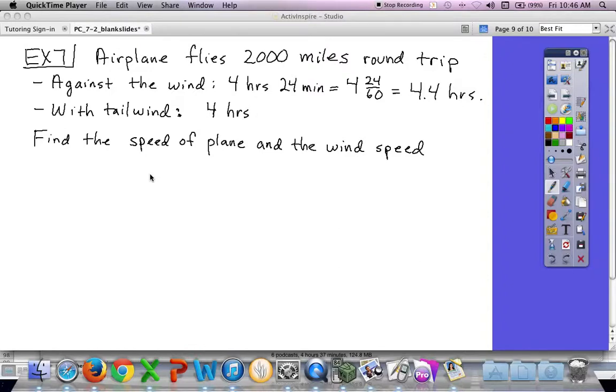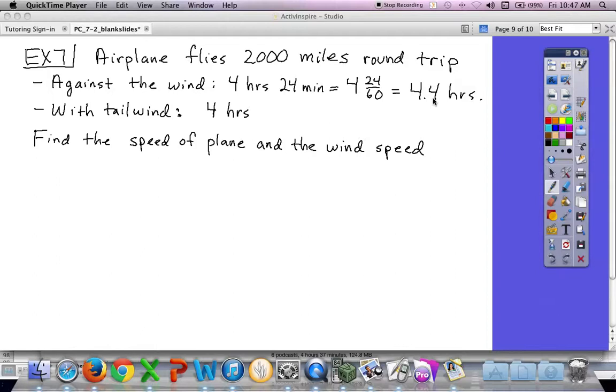So this is example 7, the air travel. An airplane flying into a headwind travels the 2,000-mile flying distance between two cities in 4 hours and 24 minutes. 24 over 60 is 0.4, so we can just use the decimal, 4.4.